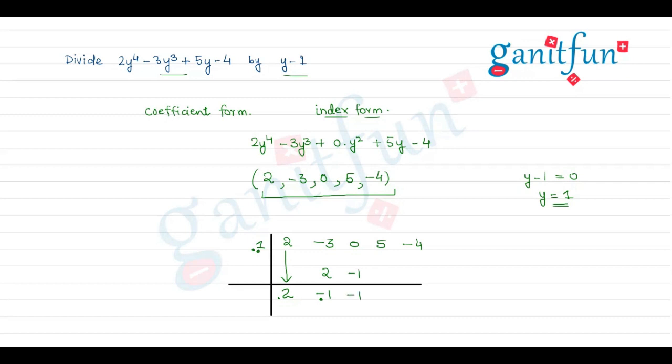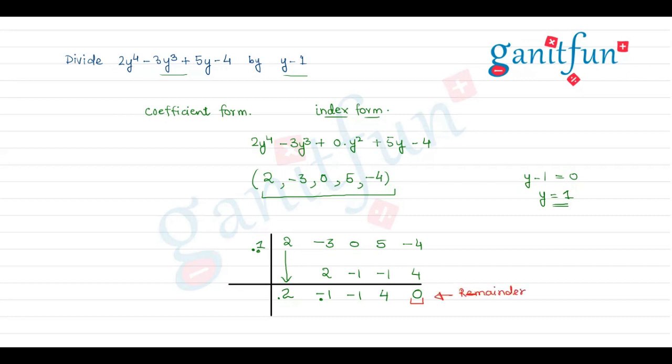Repeat again. 1 into minus 1 is minus 1. 5 plus minus 1 will be 4. 4 into 1 is 4. And minus 4 plus 4 is 0. Now the last number 0 represents the remainder, which we will get.